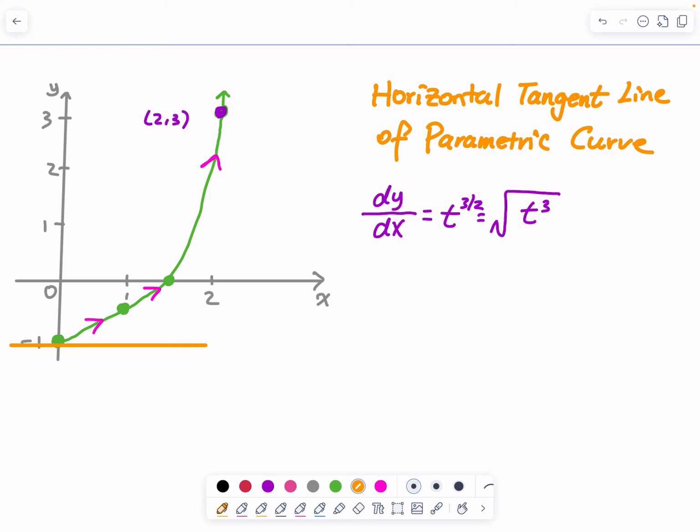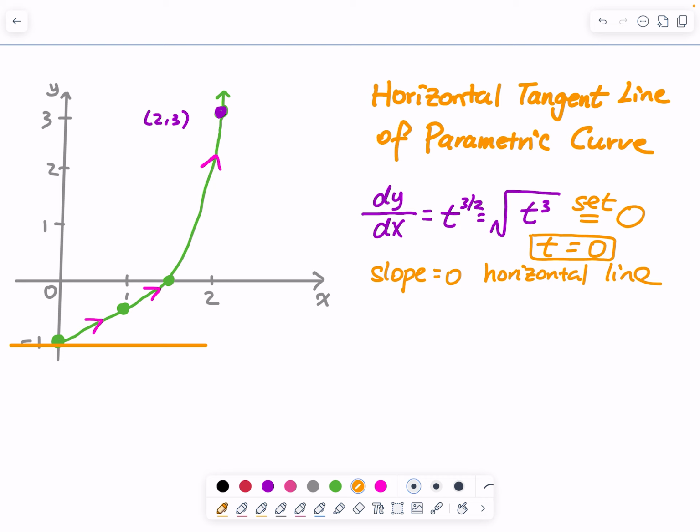And then you need to set that equal to 0 because for a horizontal tangent line, the slope of a horizontal line is equal to 0. So slope equals 0 when a line is horizontal. That's why we need to set that equal to 0. And then this equation is pretty easy to solve, and you can see that t must be equal to 0. Okay, I got it. When t is equal to 0, there is a horizontal tangent line.